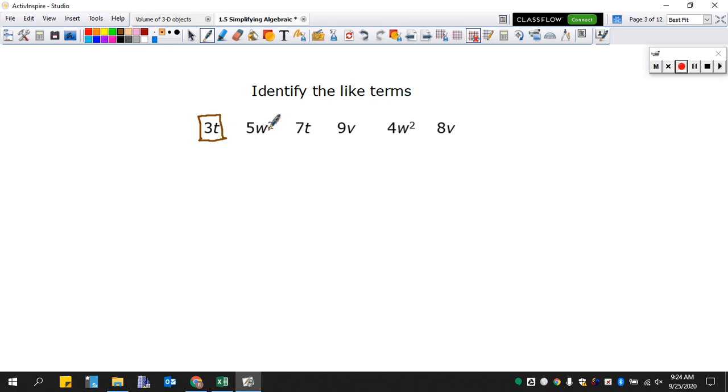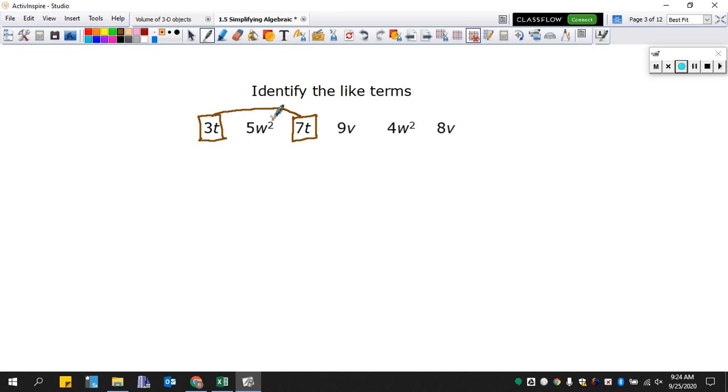Well, W squared, nope, that's not it. 7T, well, yeah, there we go. That's another one with a T term in it, so I draw a box around it. 9V, nope. W squared, nope. And 8V, no. So the only like terms in this list with the T's are the 3T and the 7T. Well, let's go to the next one.